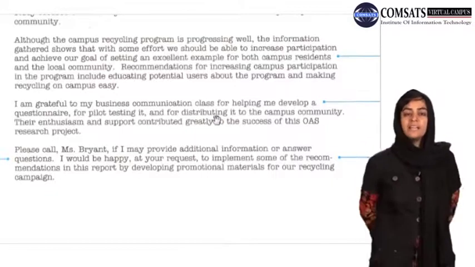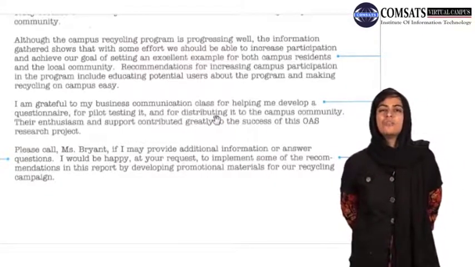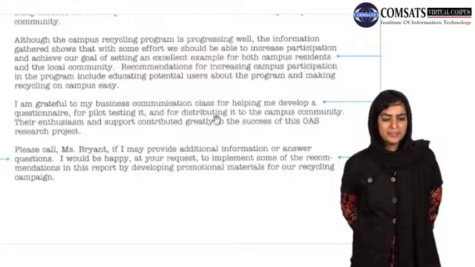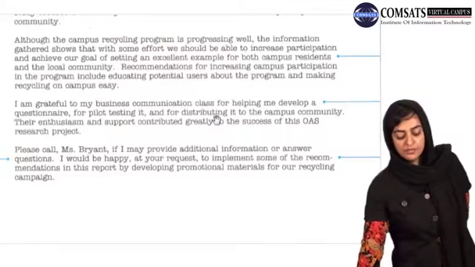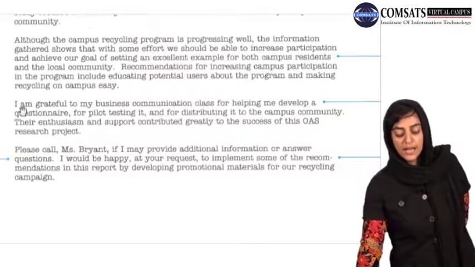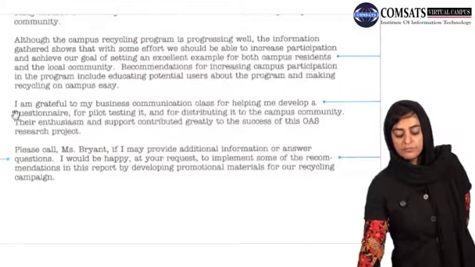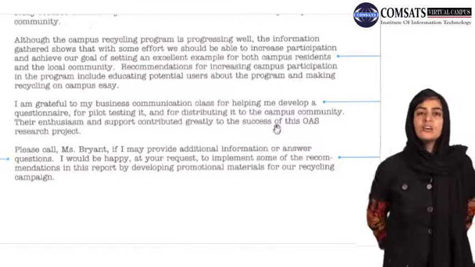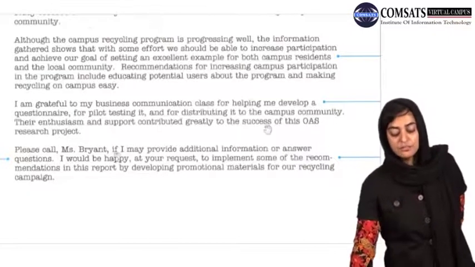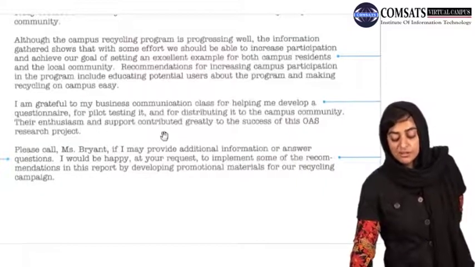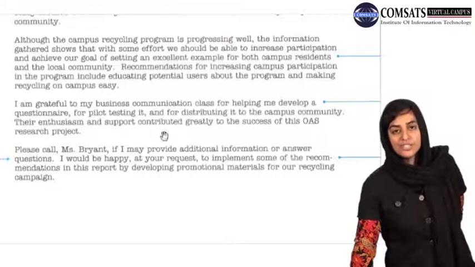Now, I told you that in the memo of transmittal, you can go for first person pronouns like I and we. It's a bit less formal as compared to the other parts of the report. So you can see the use of the first person pronoun I: I am grateful to my business communication class for helping me develop a questionnaire and for distributing it to the campus community, acknowledging the help of others for writing this report. Their enthusiasm and support contributed greatly to the success of this OAS research project.